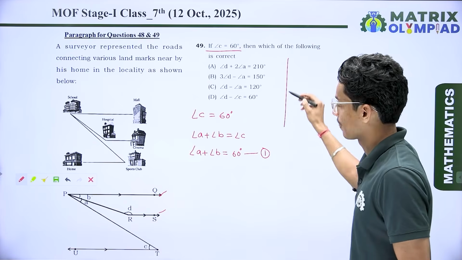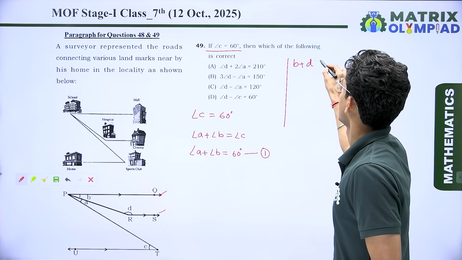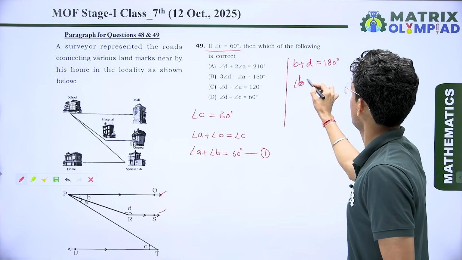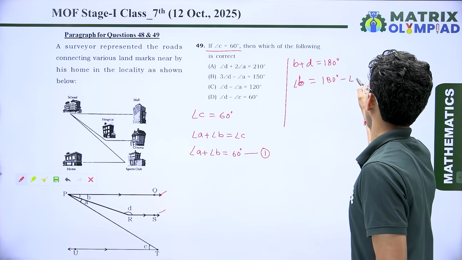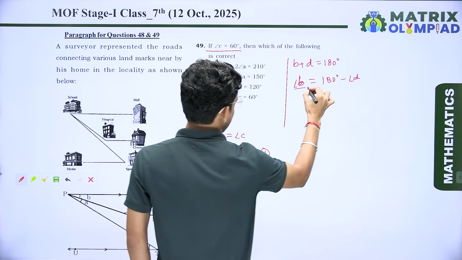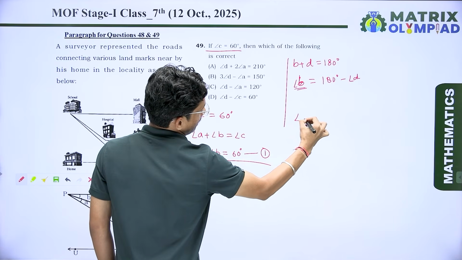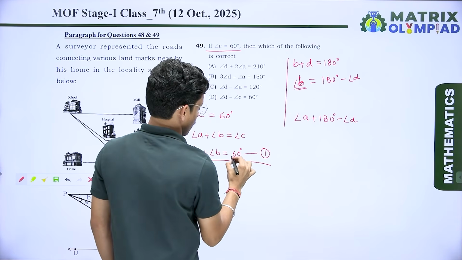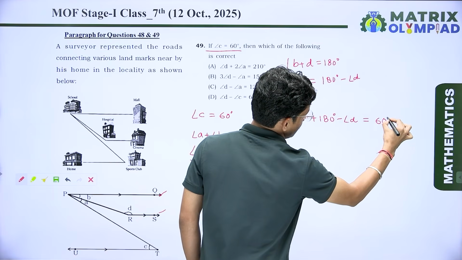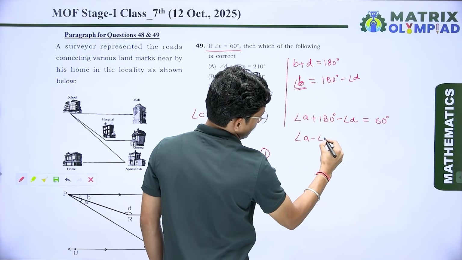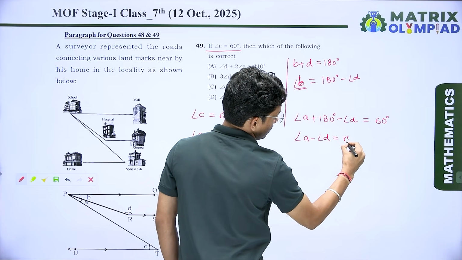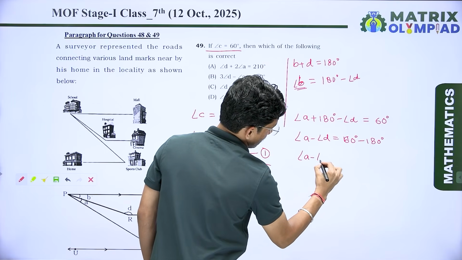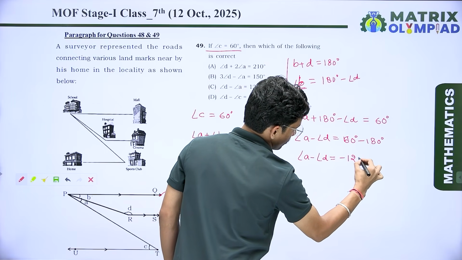So I can write here B plus D is equal to 180 degree, and we know angle B is equal to 180 degree minus angle D. So when I put the value of angle B in equation 1, I can write angle A plus 180 degree minus angle D is equal to 60 degree. So angle A minus angle D is equal to 60 degree minus 180 degree, so angle A minus angle D is equal to minus 120 degree.